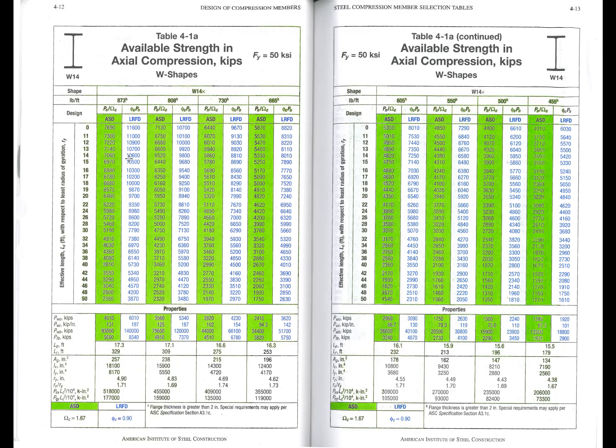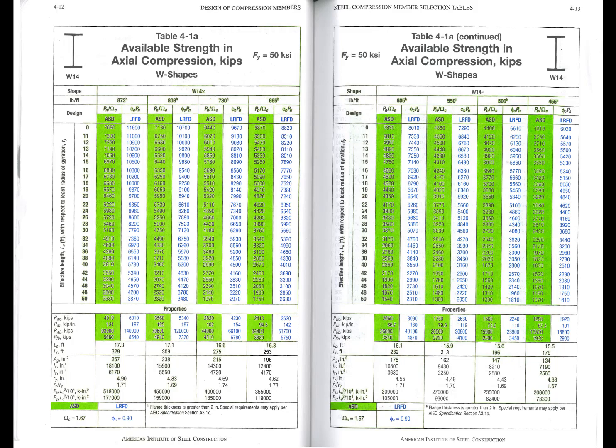We find that W14x873 for an effective length of 14 feet has a compressive strength of 10,600 kips, which is much larger than we need. So we don't need this heavy a section. We can look for a lighter section. So we keep looking down the line, and even a W14x455 has a strength of 5,420 kips, which is much larger than what we need.